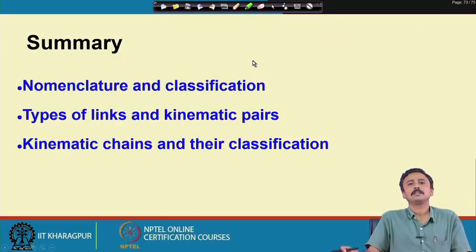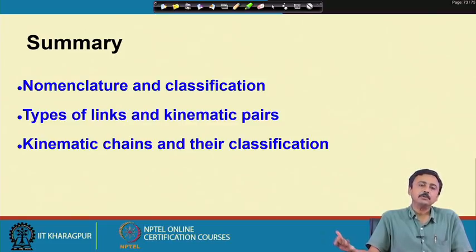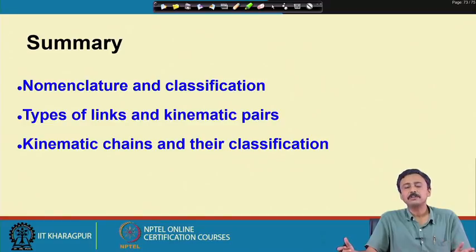So, let me summarize. We have discussed in this lecture the various nomenclatures that we will keep using from time to time in our discussion on kinematics. We have classified kinematic chains, we have classified kinematic pairs, we looked at different kinds of links, and very importantly we have discussed what is known as pair variable. This is a very important concept, as we will see in the discussion of degree of freedom. This pair variable plays a central role. So, with that I will close this lecture.